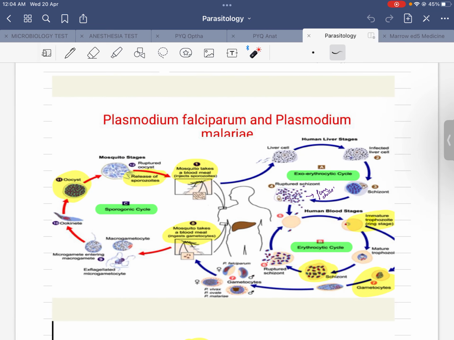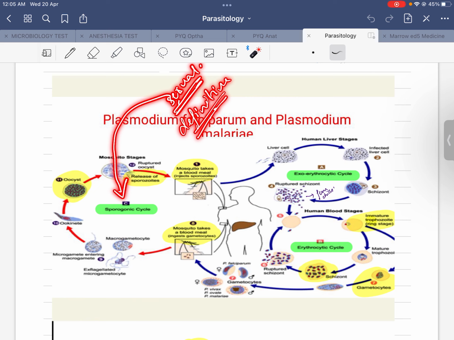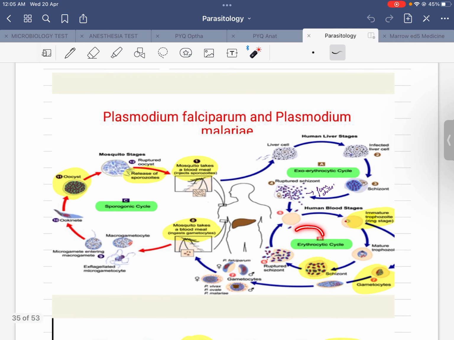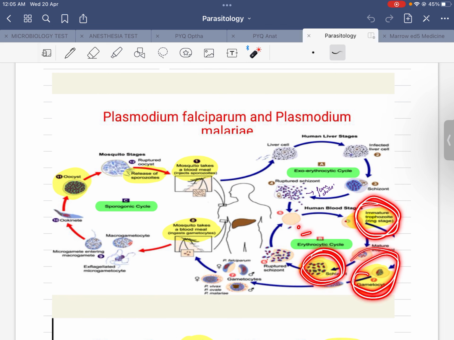So now which one is the definitive host? What is definitive host? It is the host in which the sexual cycle takes place. Now sexual cycle is obviously taking place in the mosquito, because in the mosquito the male and female are fusing. So the mosquito is the definitive host of malaria. Again, you have the erythrocytic cycle, you have the exoerythrocytic cycle in the liver, and you have the sporogonic cycle in the mosquito. Where is the sporozoite? Sporozoite is inside the mosquito, in the salivary glands of the mosquito. Then you have a trophozoite stage, schizont stage, gametocyte stage in the RBCs.